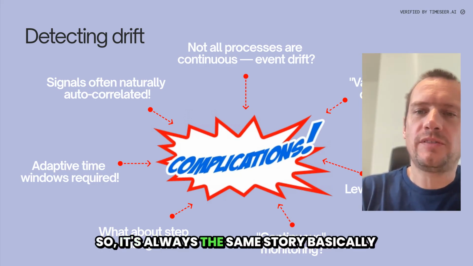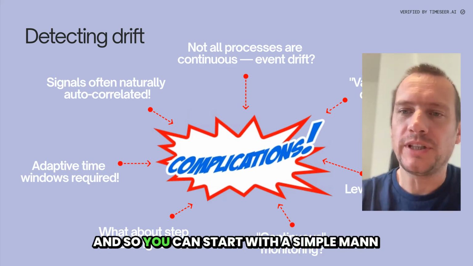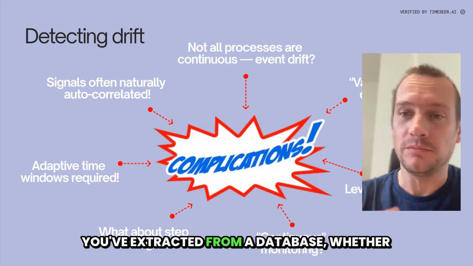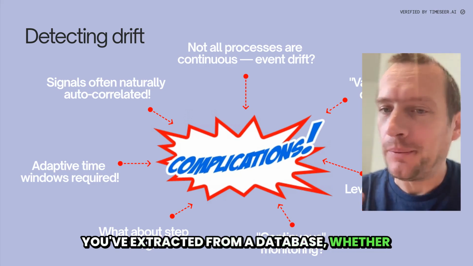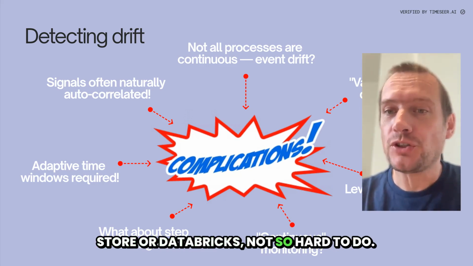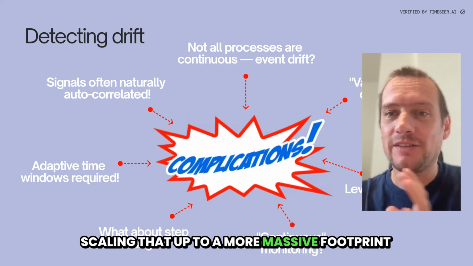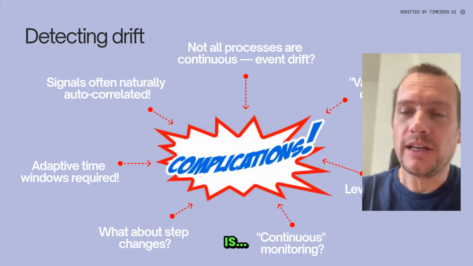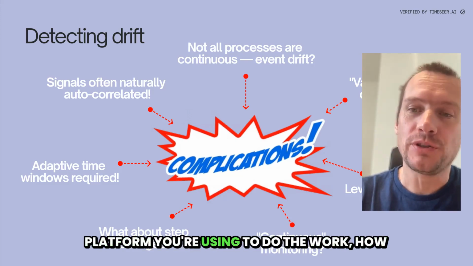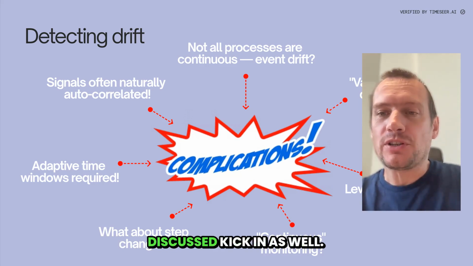So it's always the same story basically, that starting out is rather simple. You can start with a simple Mann-Kendall test on a static piece of data that you've extracted from a database, whether it's a historian, a time series data store, or Databricks. Not so hard to do. Scaling that up to a more massive footprint can be challenging, and how challenging depends on which platform you're using to do the work. But then all those complications that we discussed kick in as well.